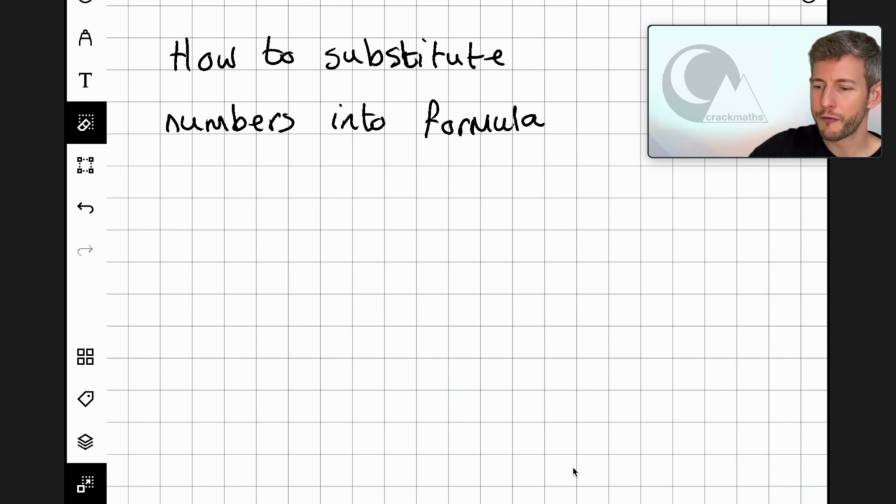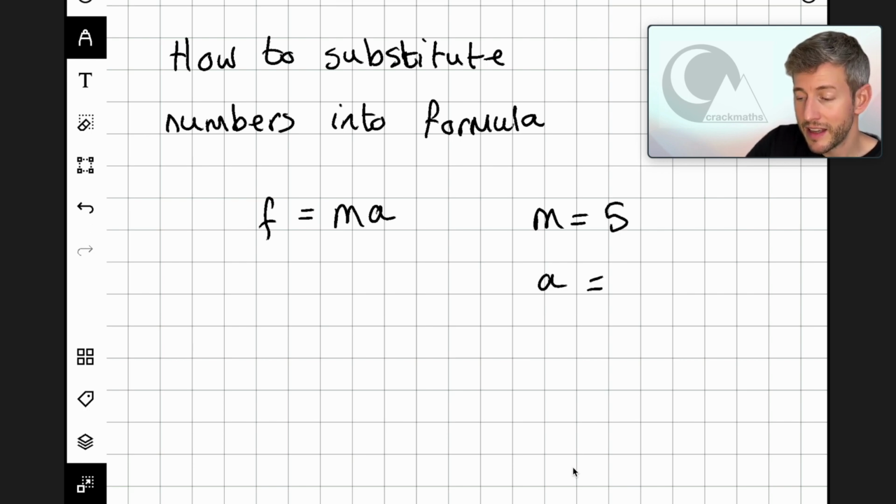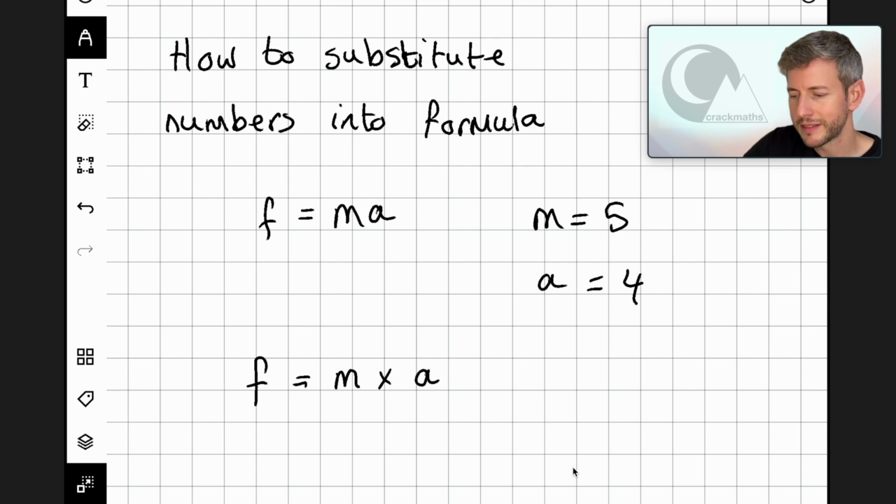So, we could have a formula such as F equals MA. Let's have a look at M equals 5 and A equals 4. So, if you see two letters next to each other in a formula, that means we need to multiply them together. So here we go. This tells us that F equals M times A.